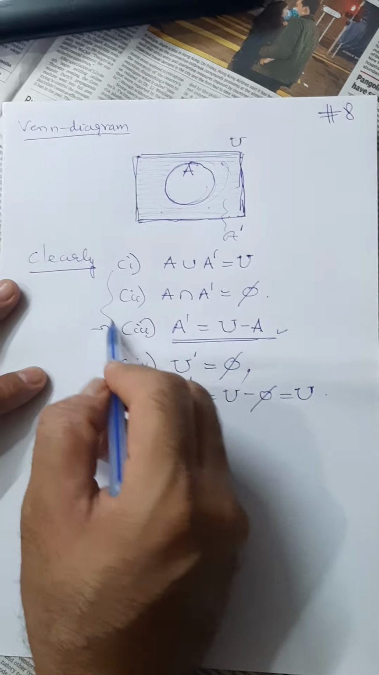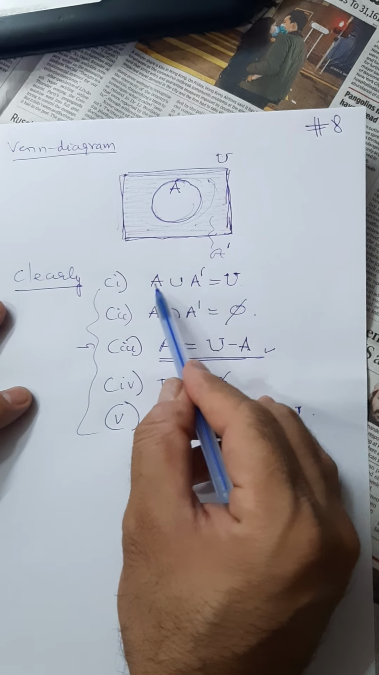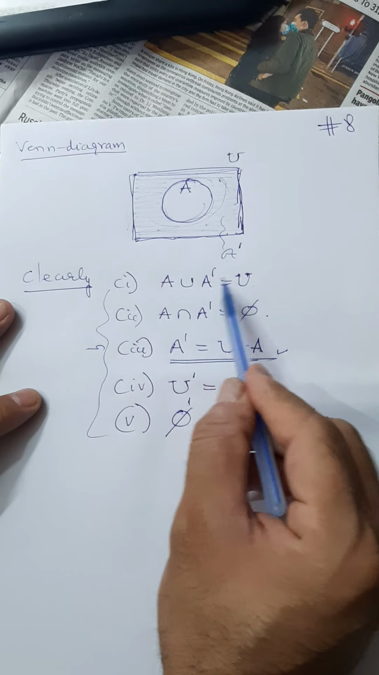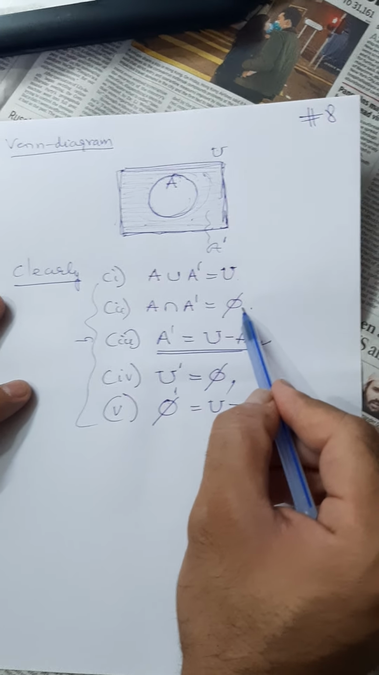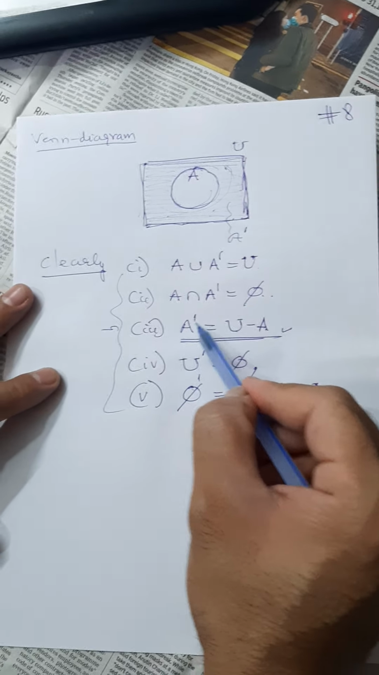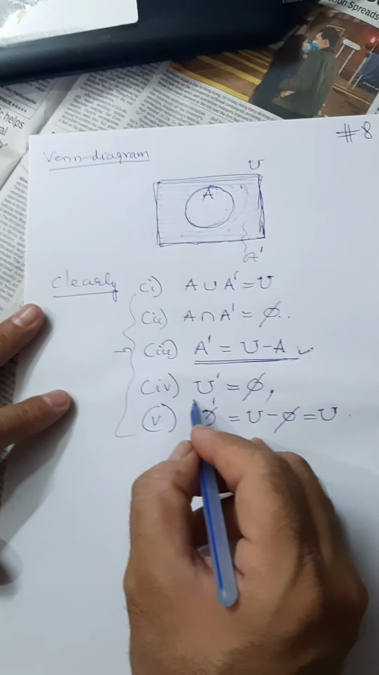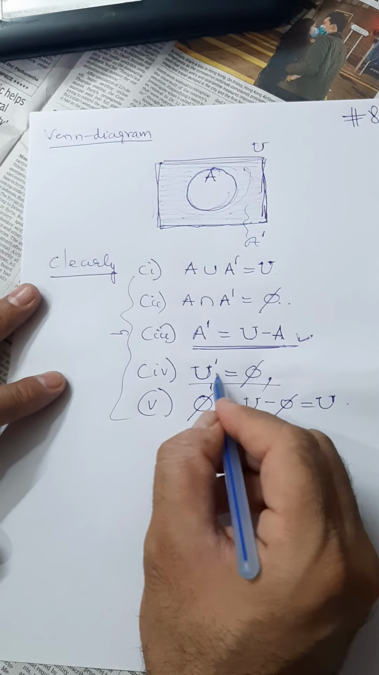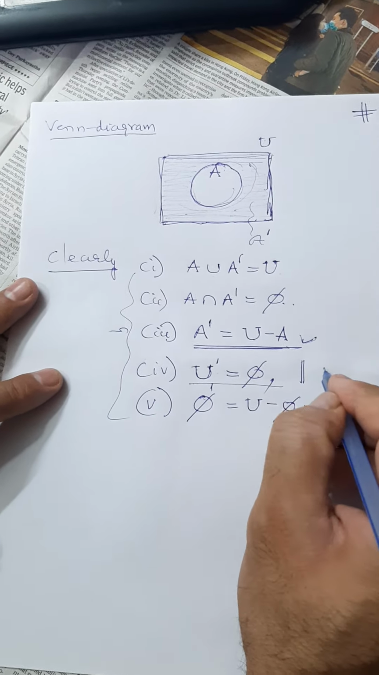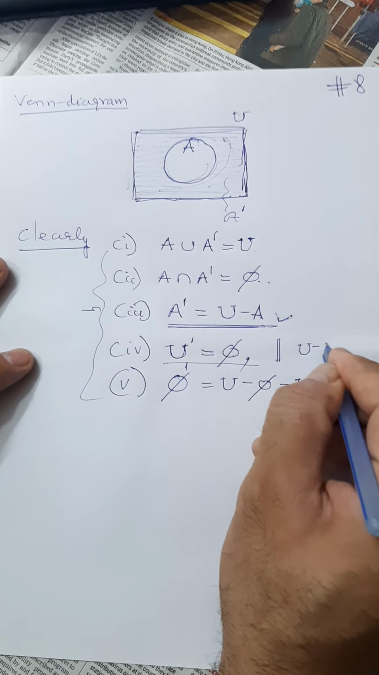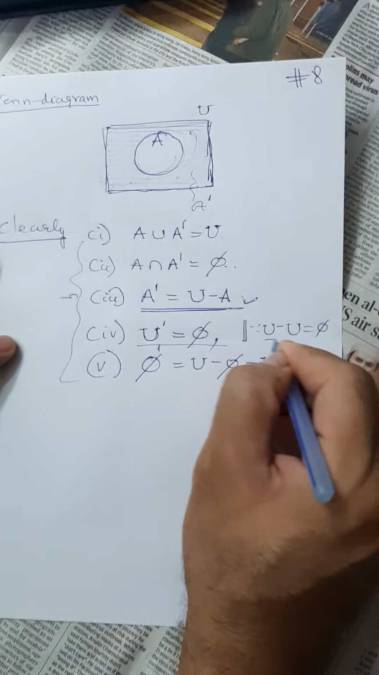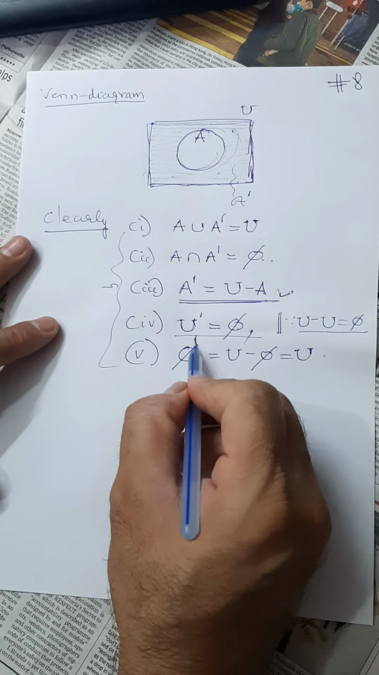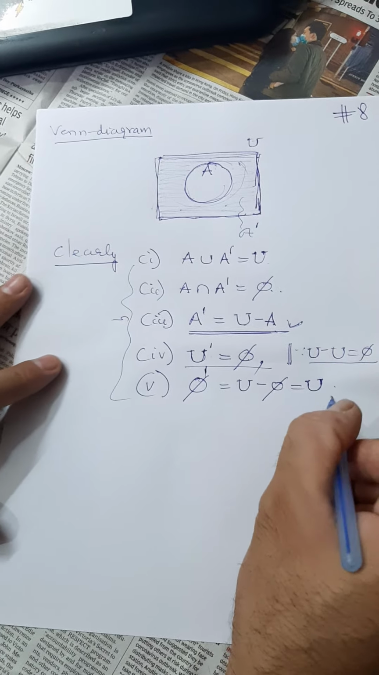So these are the 3-4 things regarding complement. Union of a set and its complement is universal. Intersection of a set and its complement is null set. Complement of universal set is null set because it is like this, universal minus universal, so it would be obviously null set. Then complement of null set, it would be universal set.